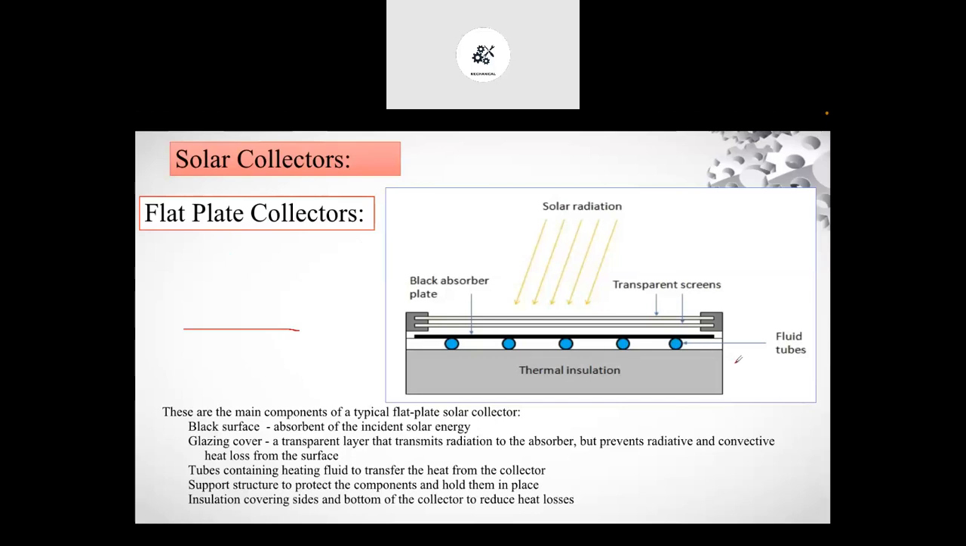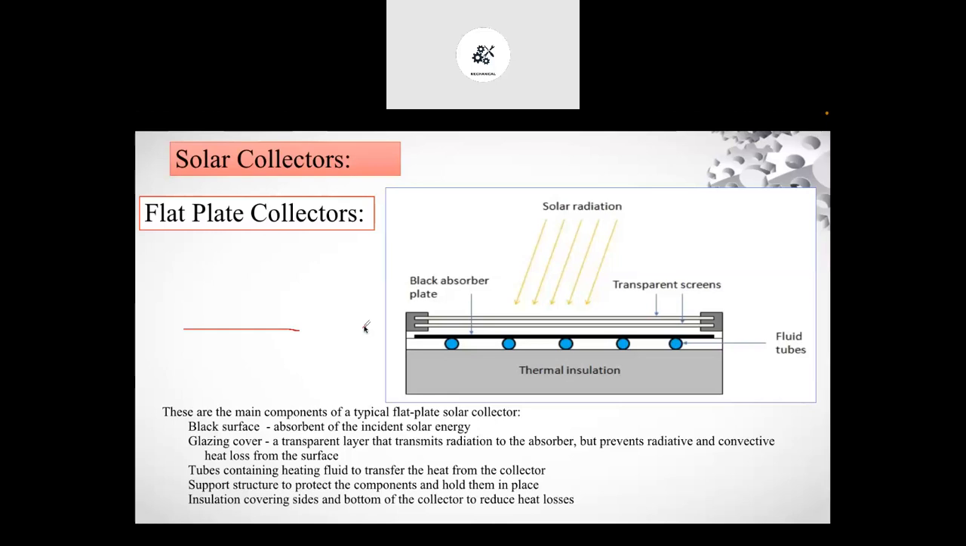Now you will see this is the construction of the flat plate collector. You have already seen these types of flat plate collectors around you, for water heating purposes, or for other purposes like drying of food, or drying of grains, or in the food industry, etc. Sometimes these collectors are also used to heat up air, and that heated air we can use for any type of application.